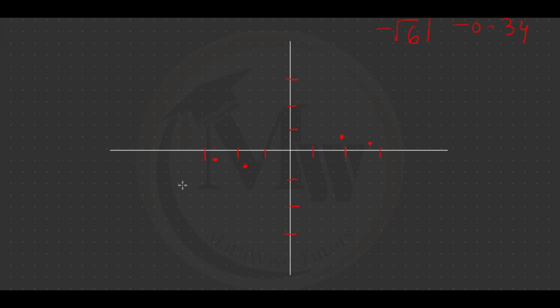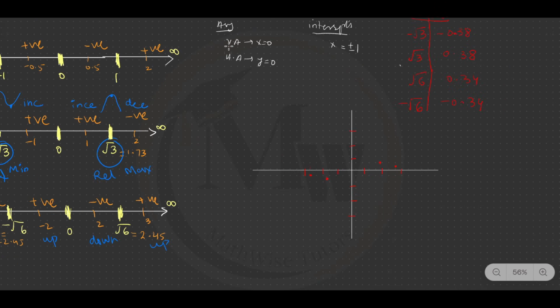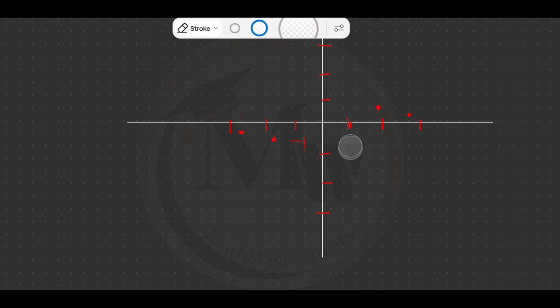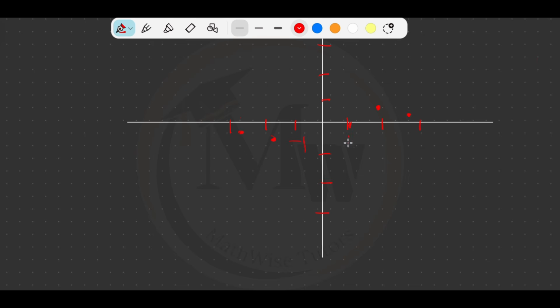Okay, we identify this. Next, we know that the asymptote at x equal to 0 is a vertical asymptote. It means the function will keep going with the positive or with the negative y-axis. Now let's draw the intercept. So intercept means the function will touch the x-axis at 1 and at minus 1, because these are the intercepts.